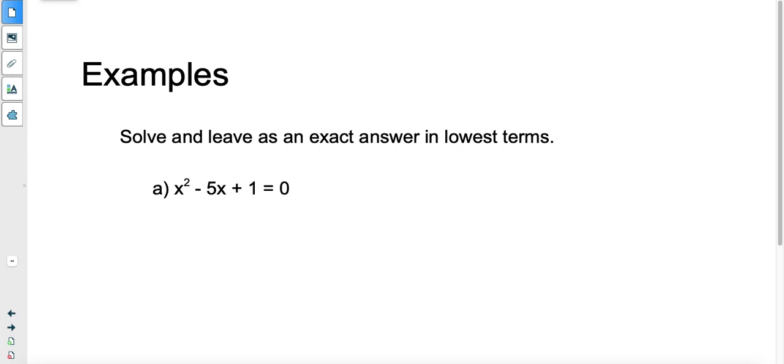Alright, in this example, I want to solve x squared minus 5x plus 1 is equal to 0. To solve this quadratic equation, I can just use my quadratic formula. And remember, my quadratic formula tells us that x is equal to negative b plus or minus the square root of b squared minus 4ac all divided by 2a.